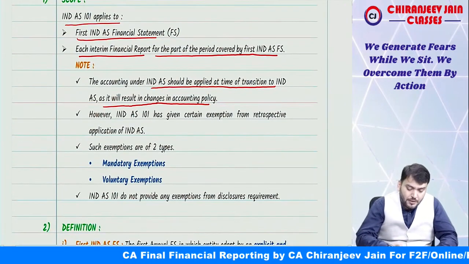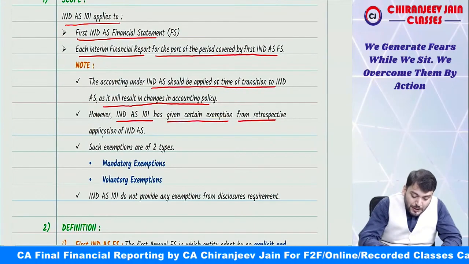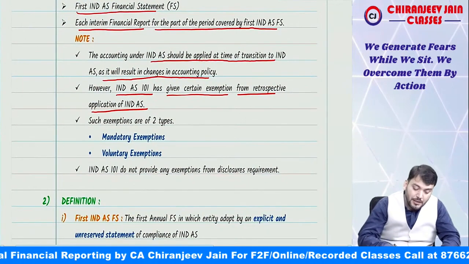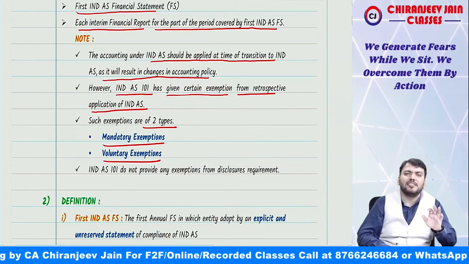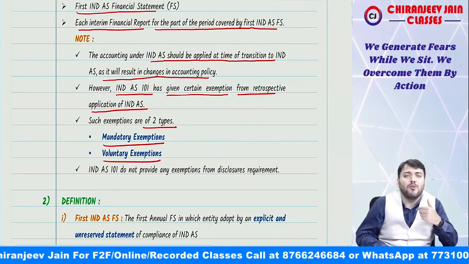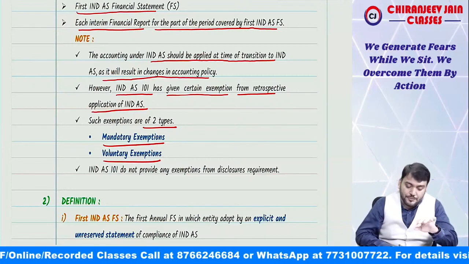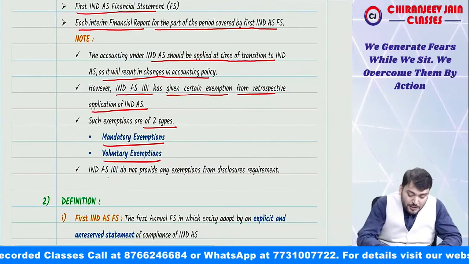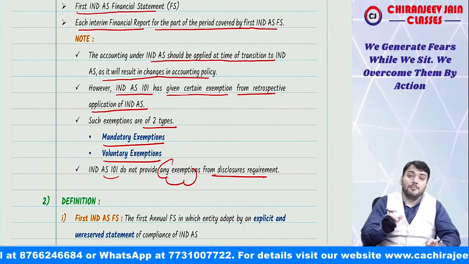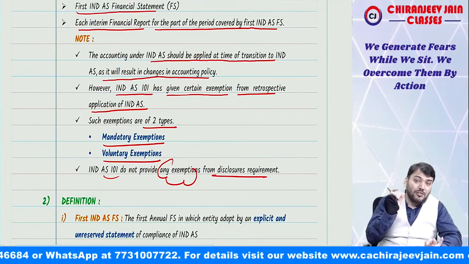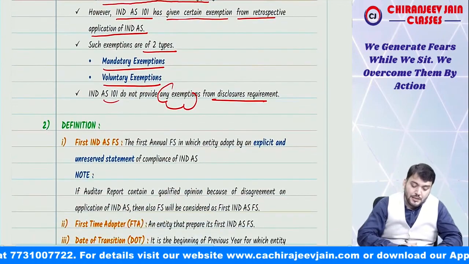Yes, sir. However, Ind AS 101 has given certain exemptions from retrospective application of Ind AS. Such exemptions are of two types, either mandatory or voluntary. There are some mandatory exemptions, and some voluntary, depending upon whether the entity wants to avail that exemption or not. Ind AS 101 does not provide any exemption from disclosure requirements; disclosures will be made based on Ind AS. Now, definitions.